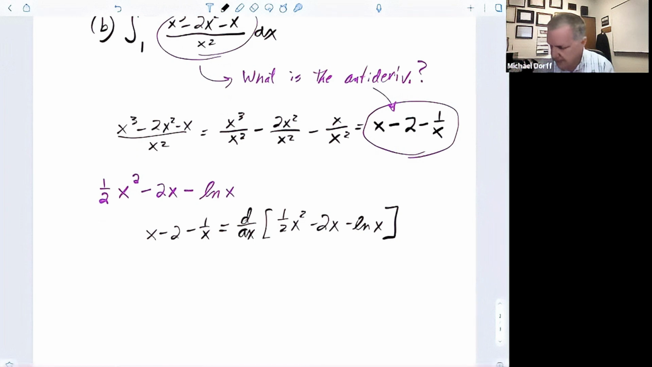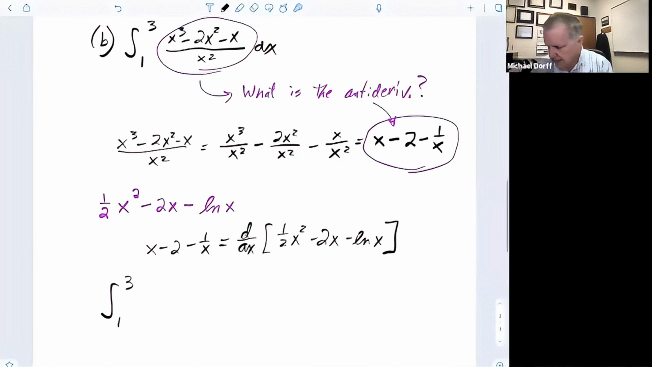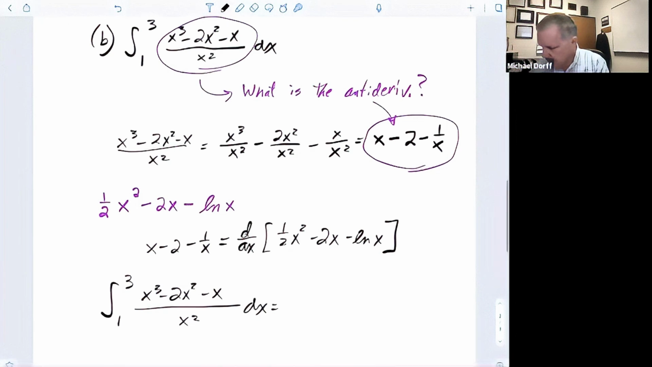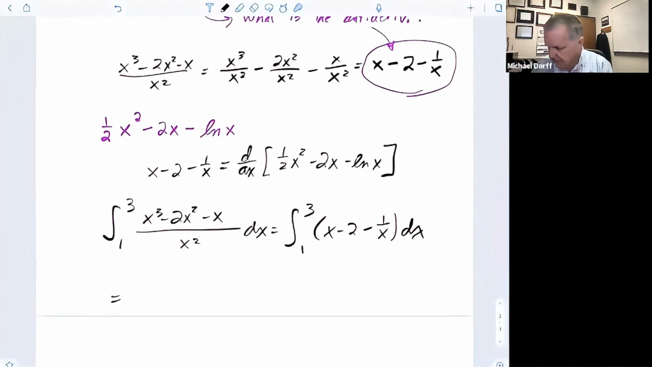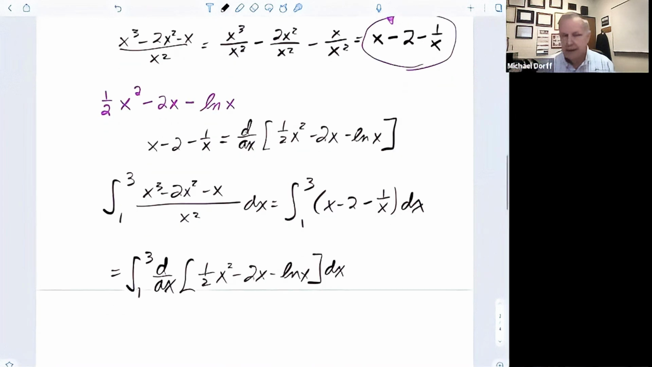So we've got here this. My original integral from 1 to 3 of x cubed minus 2x squared minus x over x squared dx is going to equal the integral from 1 to 3 of x minus 2 minus 1 over x dx. And that's from simplifying it like we did earlier. And then that equals the integral from 1 to 3 of d/dx of 1/2 x squared minus 2x minus natural log of x dx. That's using the antiderivative there.